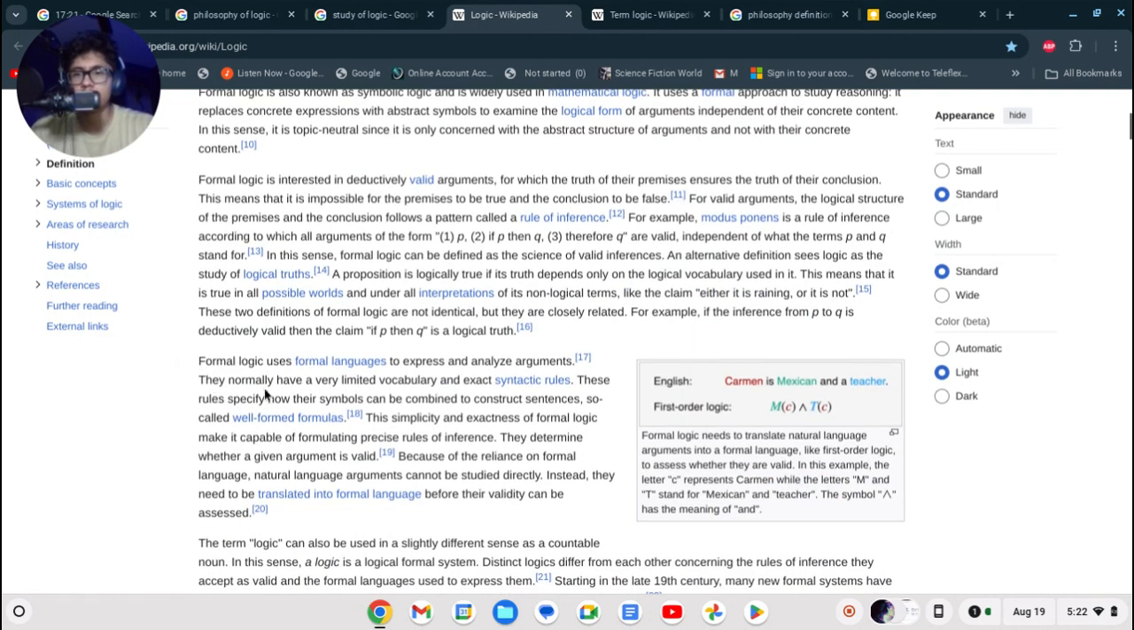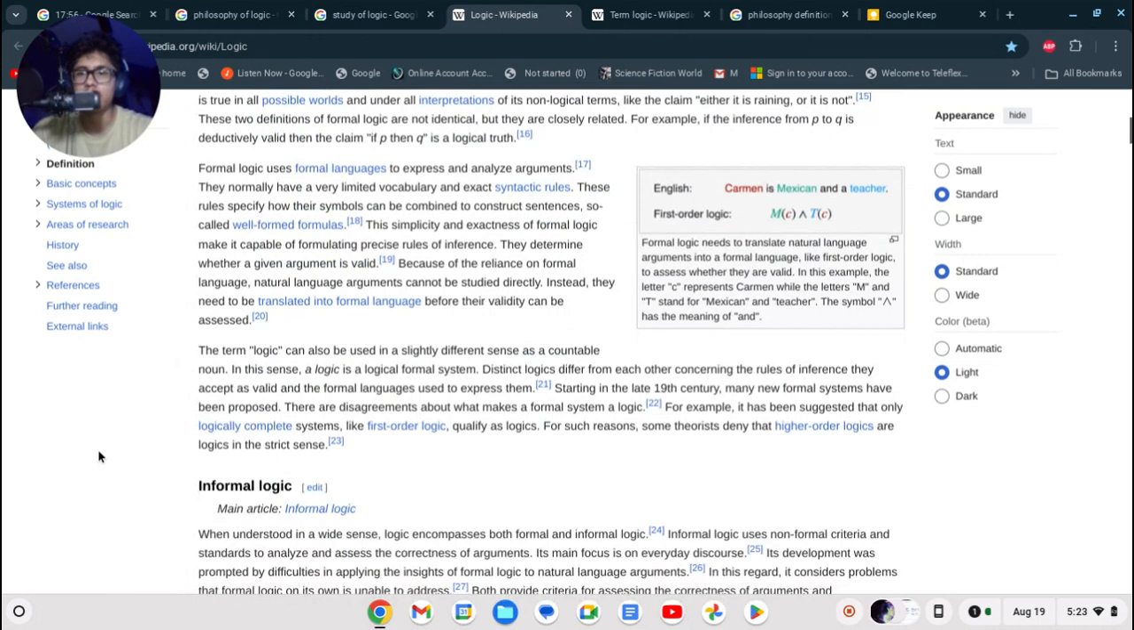Formal logic uses formal language to express and analyze arguments. They normally have a very limited vocabulary and exact syntactic rules. These rules specify how the symbols can be combined to construct sentences, so-called well-formed formulas. The simplicity and exactness of formal logic make it capable of formulating precise rules of inference to determine whether a given argument is valid. Because of the reliance on formal language, natural language arguments cannot be studied directly. Instead, they have to be translated into formal language before their validity can be assessed.